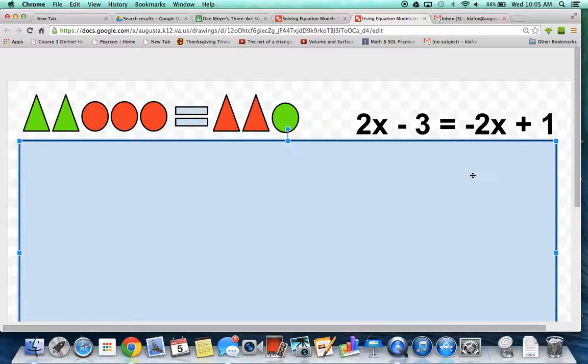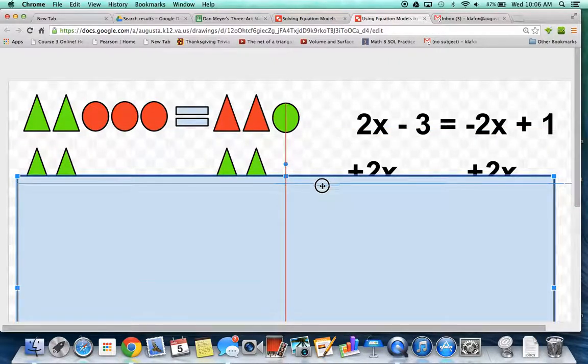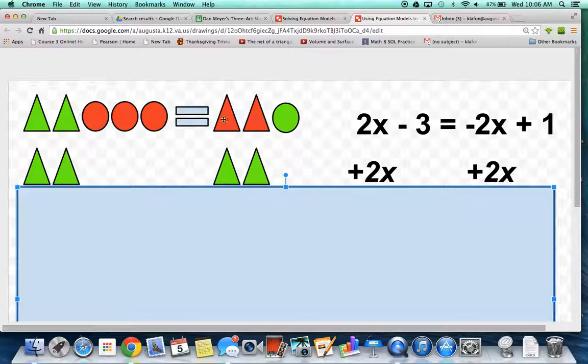Now, the first thing we always want to do is get all of our x's together. So we want to somehow get all of these triangles together on the left-hand side, because our goal is going to be to get triangles on the left and circles on the right. So if I want triangles over on the left-hand side of my equation, then what I'm going to do is the same thing as if I wanted to move numbers. I'm going to use the inverse operations. So the inverse of 2 red triangles would be 2 green triangles.